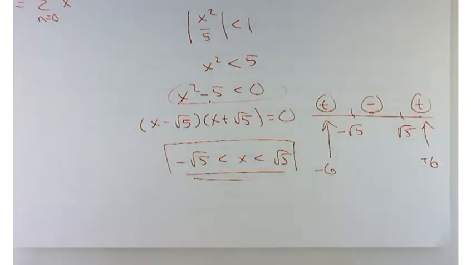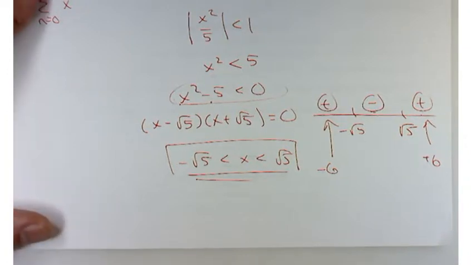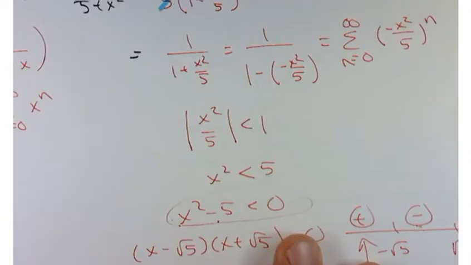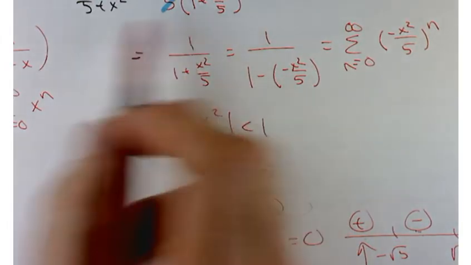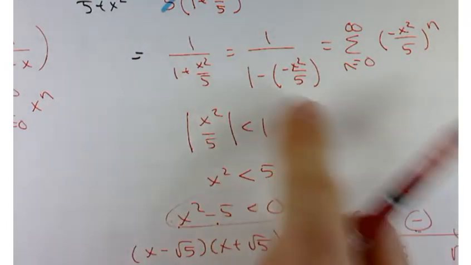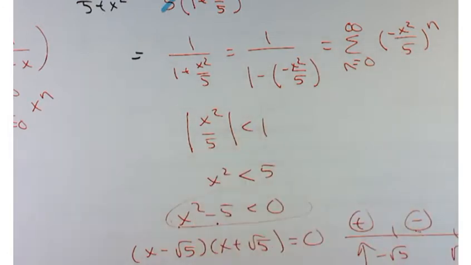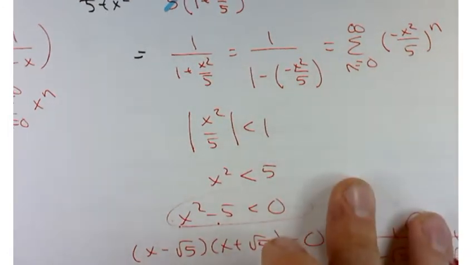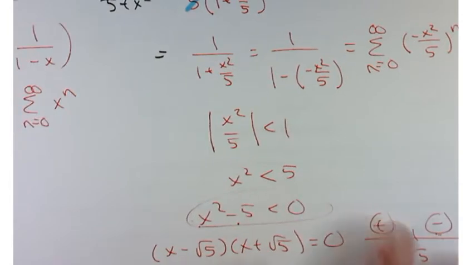The important part to see here is the tricks we did to get it into this form right here. We factored out this so that we had a 1 here. We used the double negative, and then we were able to get the interval of convergence based on this term here. So those are the tricks that we're working with consistently.